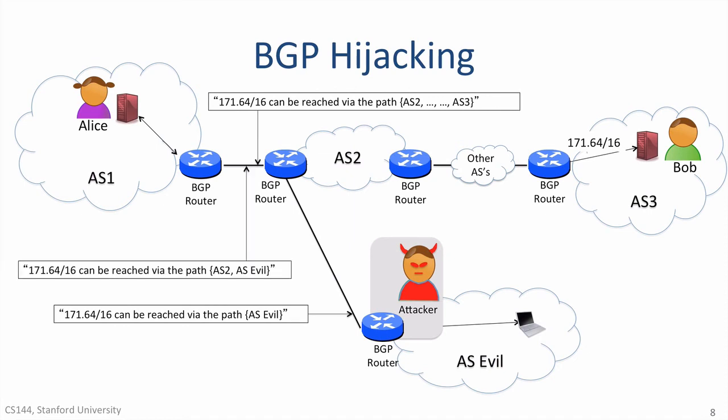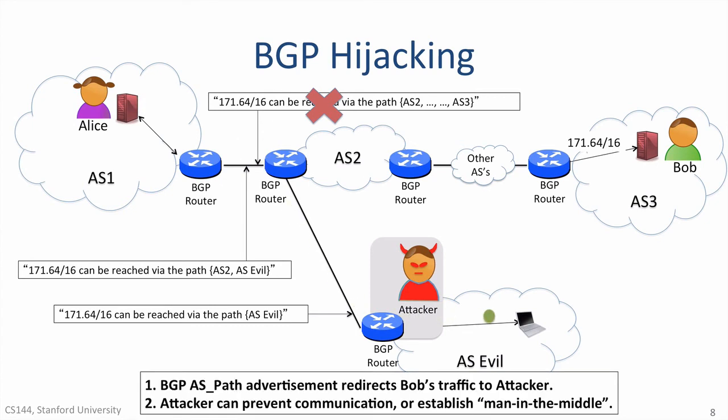AS1 has no way of knowing that this is a lie, and so might start routing traffic to AS Evil instead. The attacker might choose to drop all the packets, making it impossible for Alice to talk to Bob. Or the attacker might establish a man-in-the-middle attack without Alice or Bob knowing.